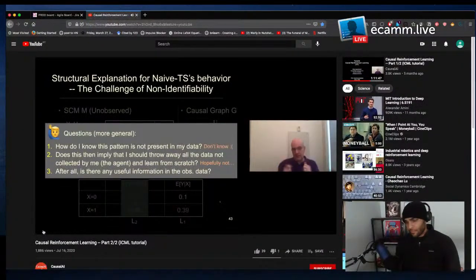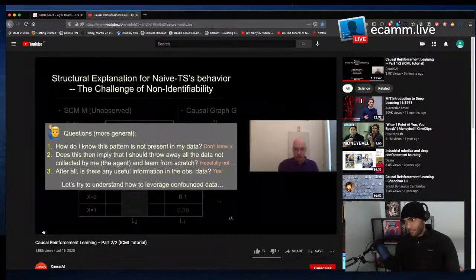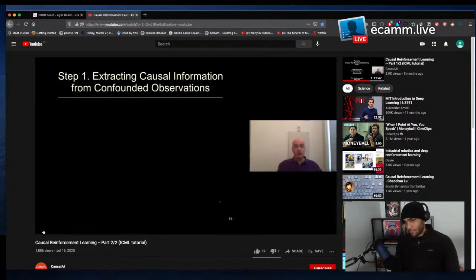After all, is there any useful information in the observational data? I'd say yes, there is useful information. And our goal is to understand how to leverage this L1 data, or confounded data. We'll take a very simple, three-step approach to the problem. Step one, we would like to extract the causal information from the confounded observations. The solution that we take is doing bounding.